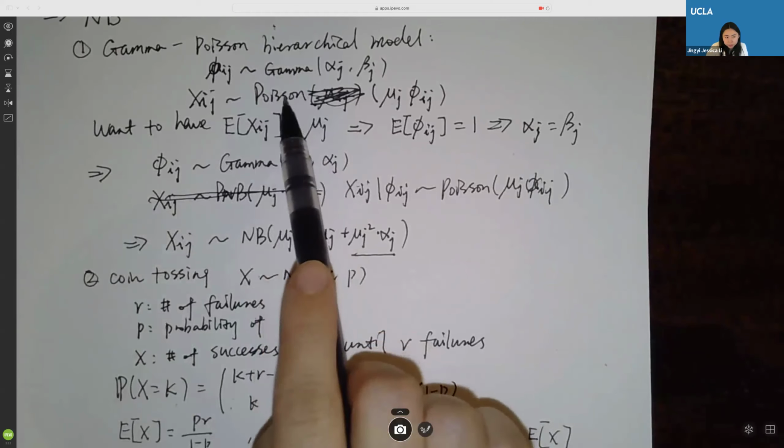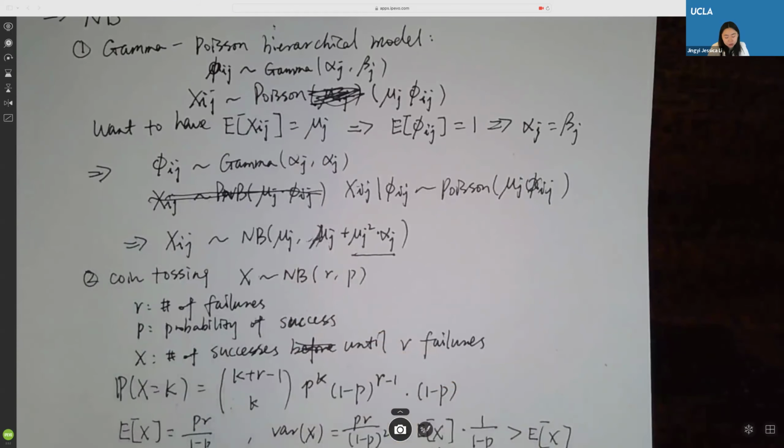And this Poisson is what we capture by sequencing, what we use to describe the sequencing process. That is, suppose gamma gives you the biological variation and you have one true value for gene J in cell I. But you don't observe that. You don't directly observe the true value. The count data you observe is by the sequencing process, and the sequencing process can be modeled as a Poisson distribution. That's what I want to say.